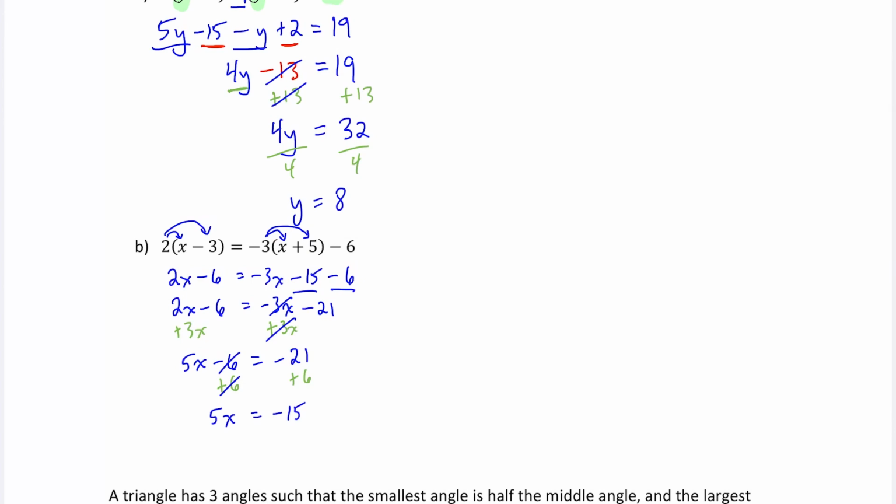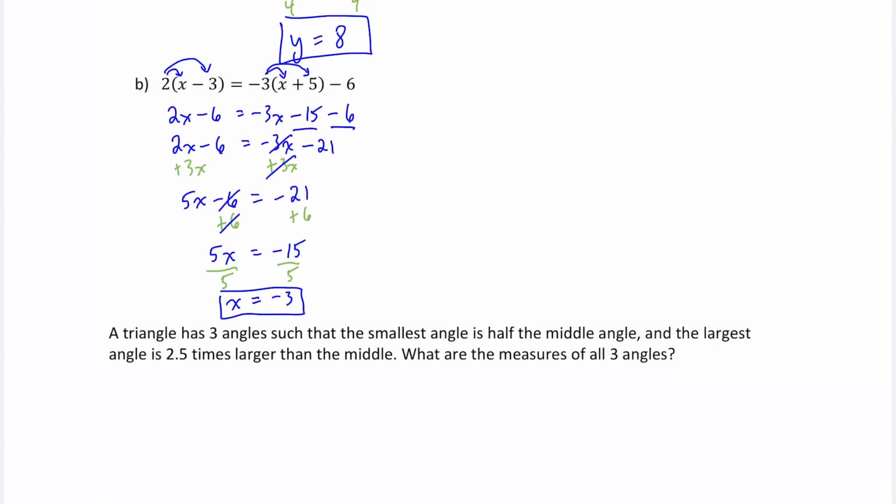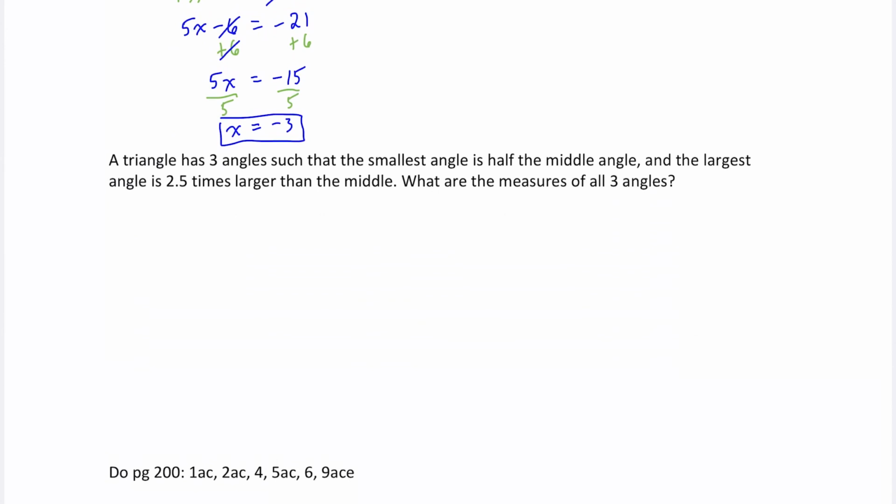Now we need to divide by the coefficient of the x. So we divide by 5, and we are left with x is equal to negative 3. And again, we can plug in x equals negative 3 into the equation, and we should find out that the left side is equal to the right side.